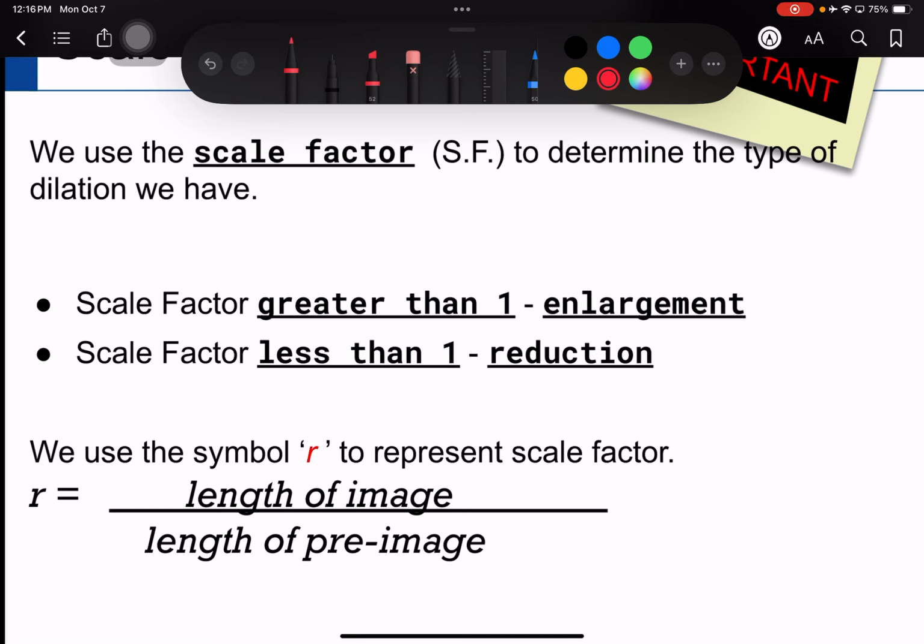So you're filling in this R. Remember, you're filling in that R symbol, and you're also filling in your scale factor. This is a formula that you need to memorize: the length of the image divided by the length of the pre-image. Remember, the fraction bar means to divide. Can I move on?